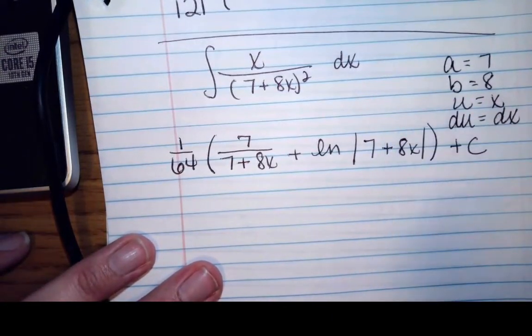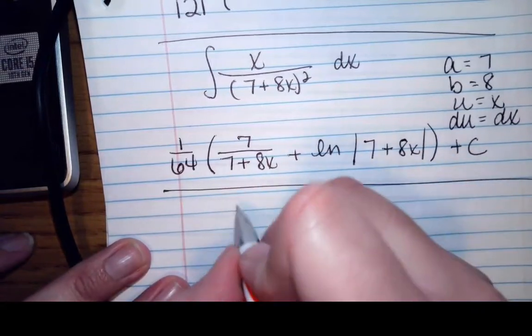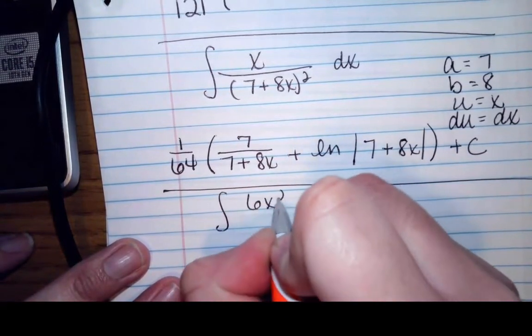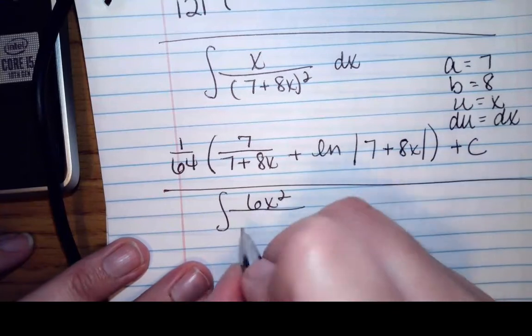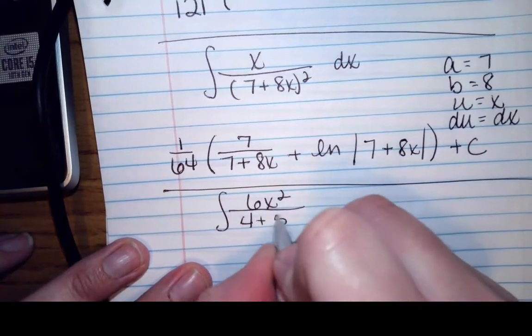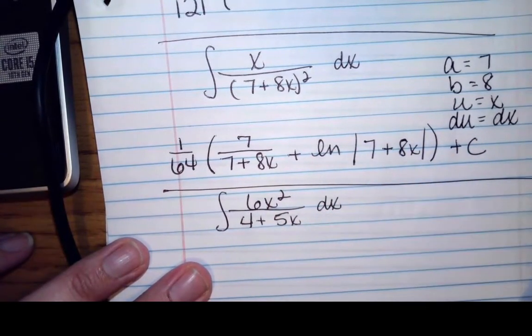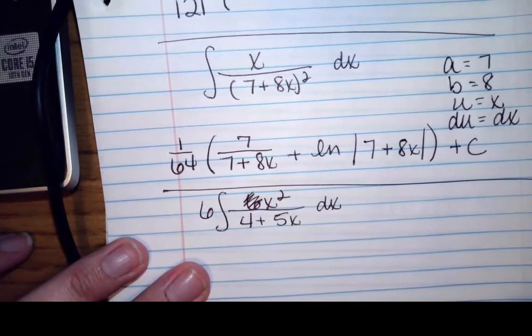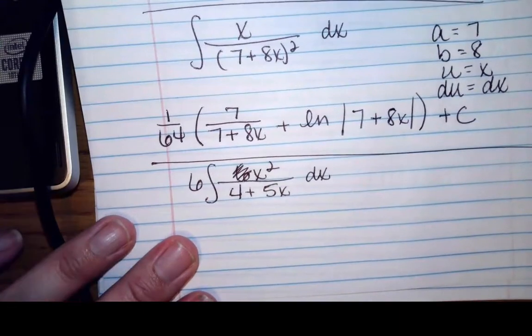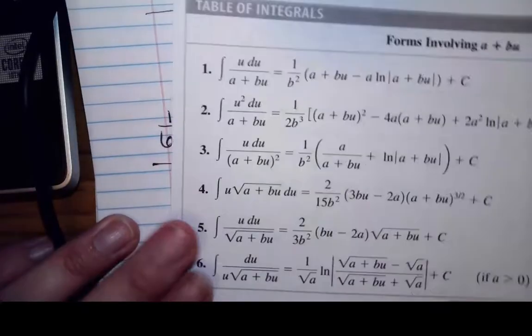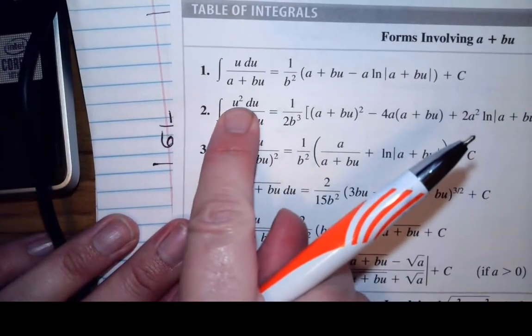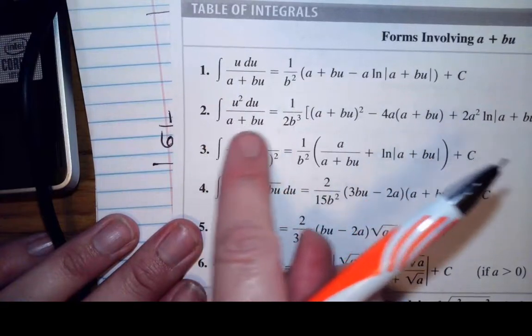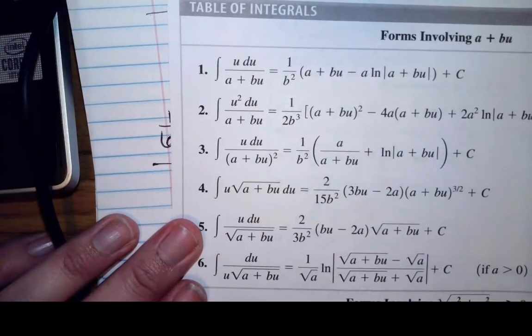Number 3 is a 6x squared. So the integral of 6x squared, which again, I'm going to pull that 6 out front, 4 plus 5x dx. So this 6, I'm going to rewrite over here, and I'm just going to remember to put him everywhere I go. So I'm looking for an x squared over an addition problem. So here's a variable squared over an addition problem. So I'm betting it's that one.